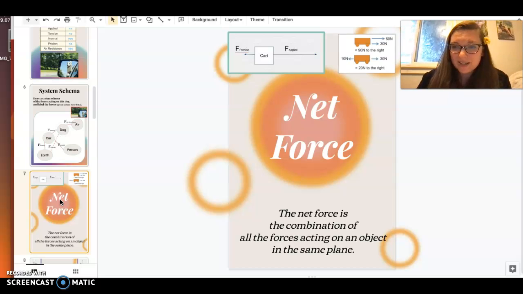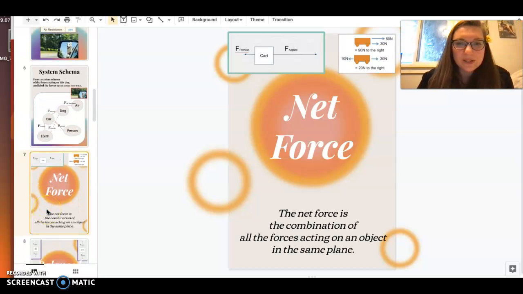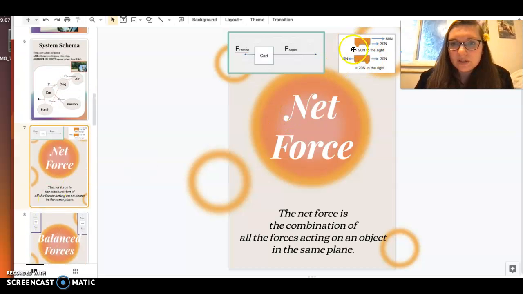So the new part of this lesson is the net force. Net force is basically a way of adding or subtracting forces that are interacting with each other. If we look at these carts, this cart has 60 newtons of force pushing it to the right, and it also has 30 newtons of force pushing it to the right. So there's going to be a total of 90 newtons pushing it to the right. You just add them together.